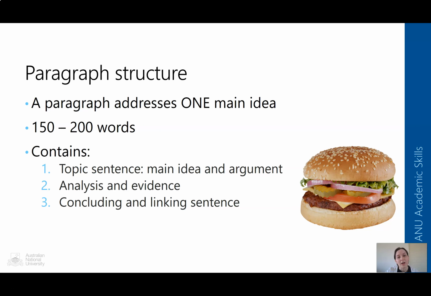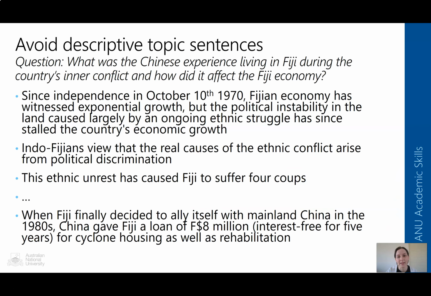Think of your paragraph as containing three main elements. First of all, the topic sentence, which includes two things: your main idea for that particular paragraph and an explanation of how it helps to answer your question. What is the argument that you're developing in that particular paragraph? It also will contain the evidence that you analyze, and sometimes it will include a concluding and linking sentence, which shows basically how that paragraph fits on to the next paragraph, how the ideas connect.